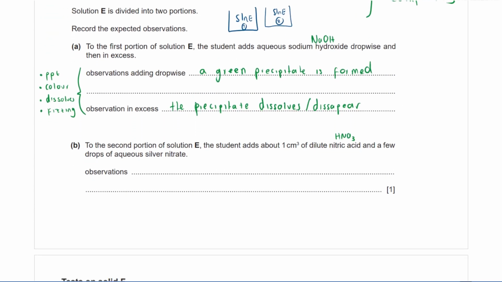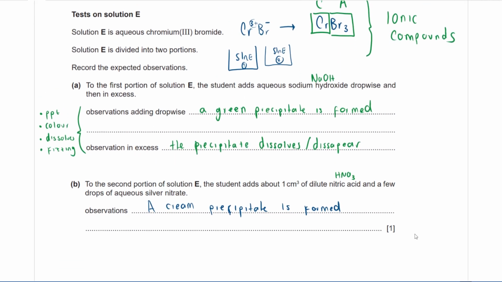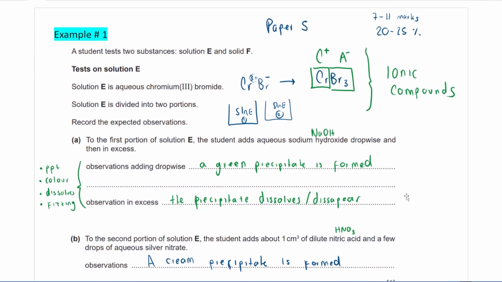Okay, so the observation here when you add this is that a cream precipitate is formed. And please remember that when we say that a cream precipitate is formed, we're talking about a precipitate that has a cream color is formed. Okay? Very good. So we have already gotten 3 marks here.